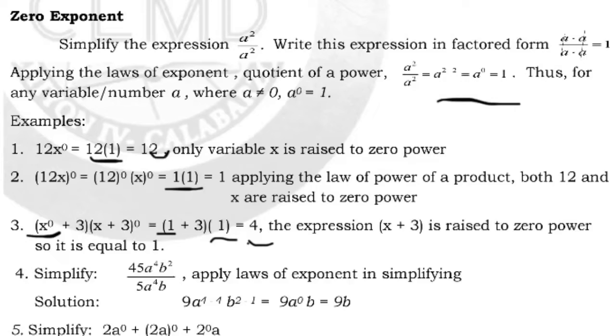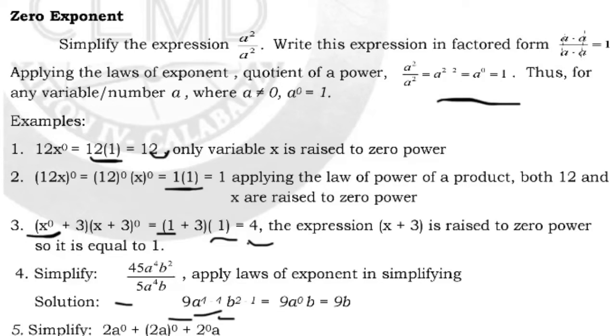Number 4. Simplify 45a to the power of 4 b squared over 5a to the power of 4 b. Apply laws of exponents in simplifying. So for our solution, we're going to have 45 divided by 5 equals 9. Then a to the power of 4 over a to the power of 4, this is a raised to the power of 4 minus 4 here. Then b squared divided by b, we're going to copy b, then subtract the exponents 2 minus 1.